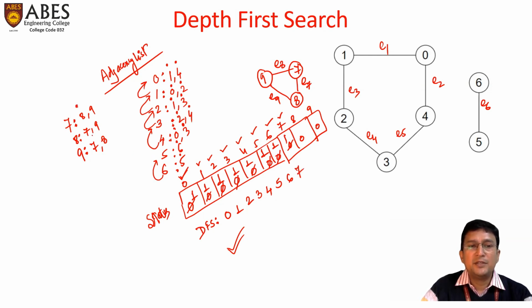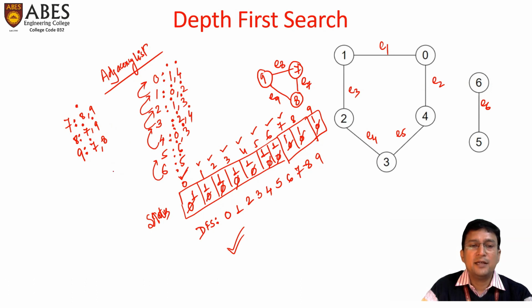From 7, we have a connection to 8, which is unvisited. So we will mark this 8 as visited and we'll add that in the DFS sequence. The connection from 8 is to 7, which is already visited. The next connection is up to 9. This has not been visited, so you will mark this as visited and we'll add it in the DFS sequence. You'll go now into the depth of this 9.